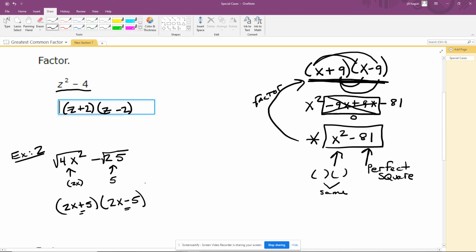Otherwise, the middle term doesn't go away and you don't end up with the two terms you started with. Okay? So stop the video here and maybe go back and do a couple problems and see if you get the hang of that. And then play the video for special case number 2.